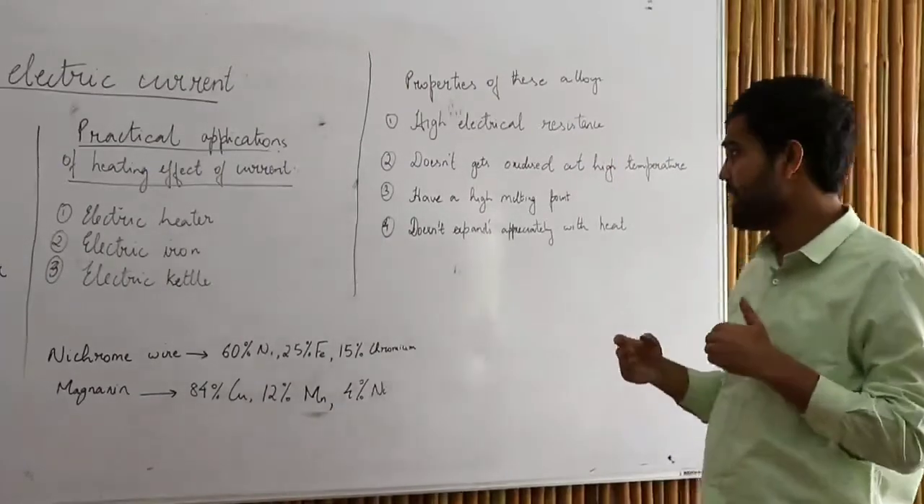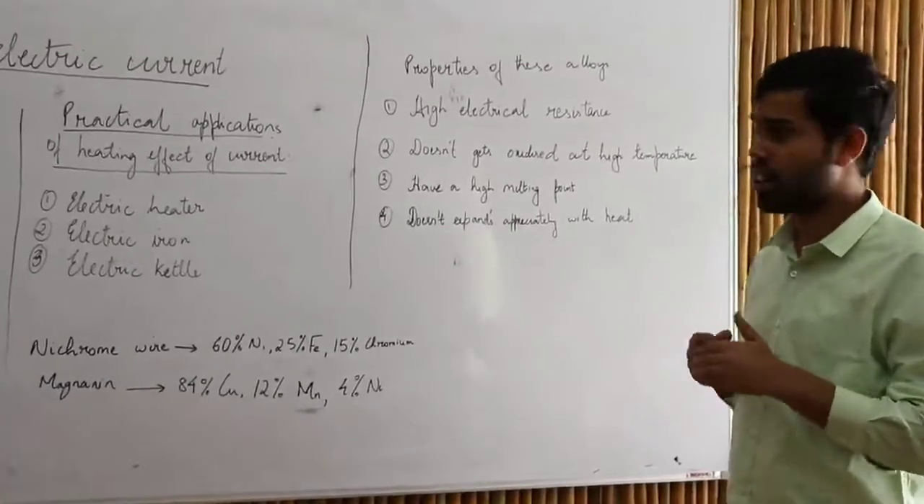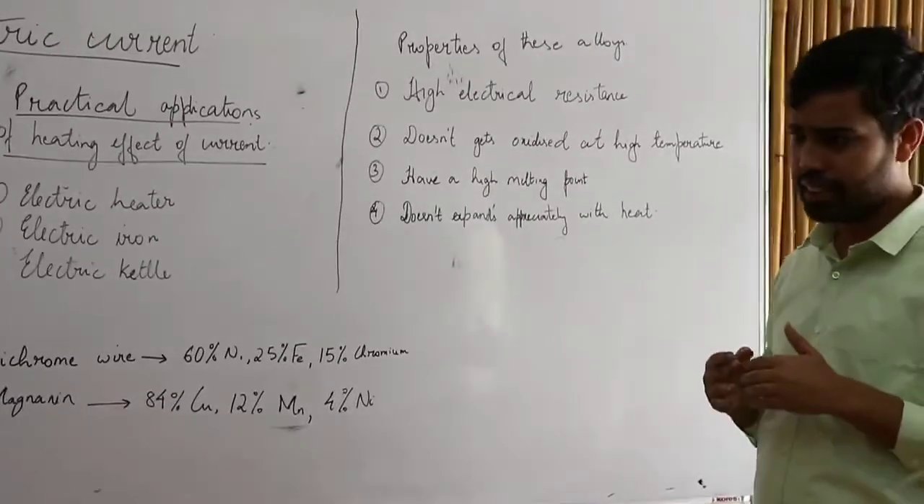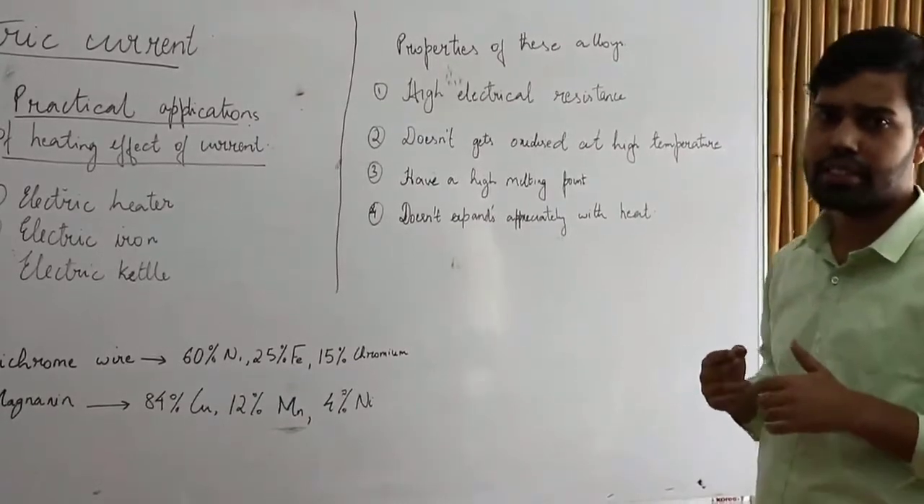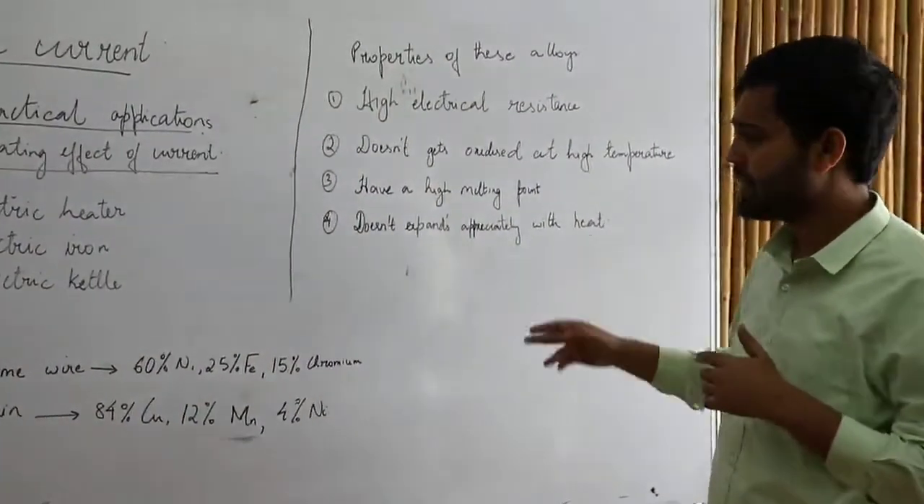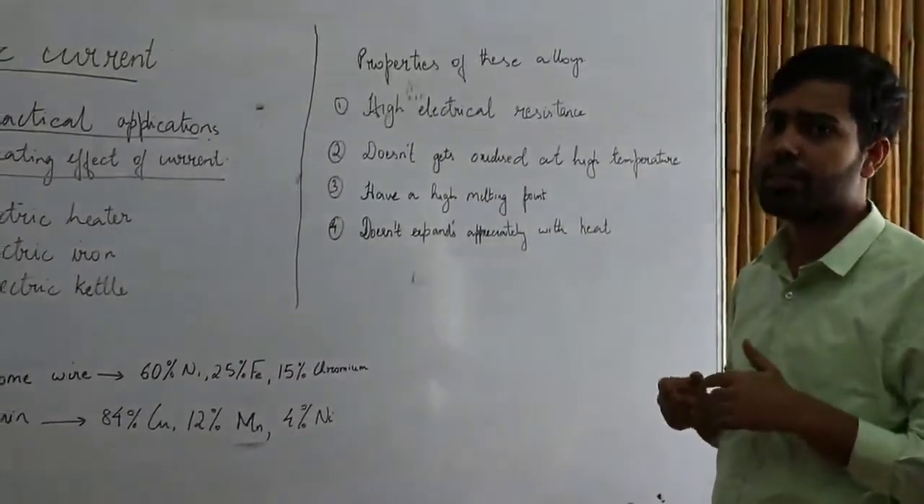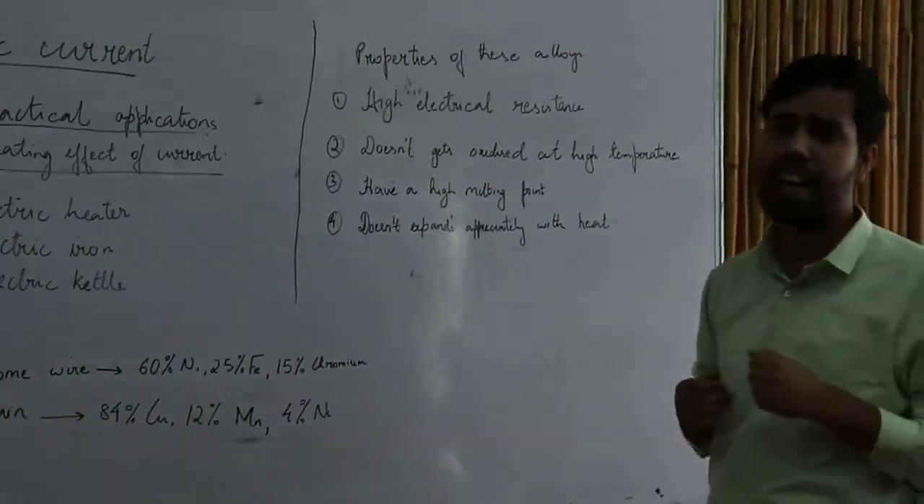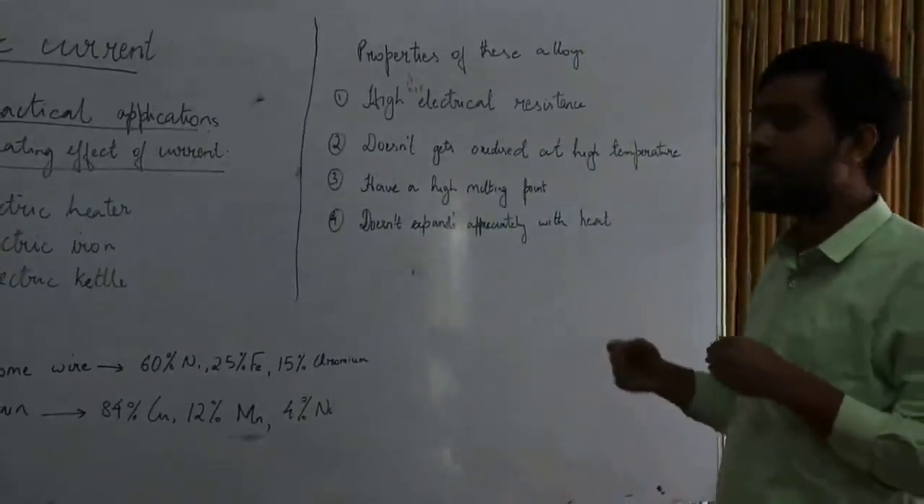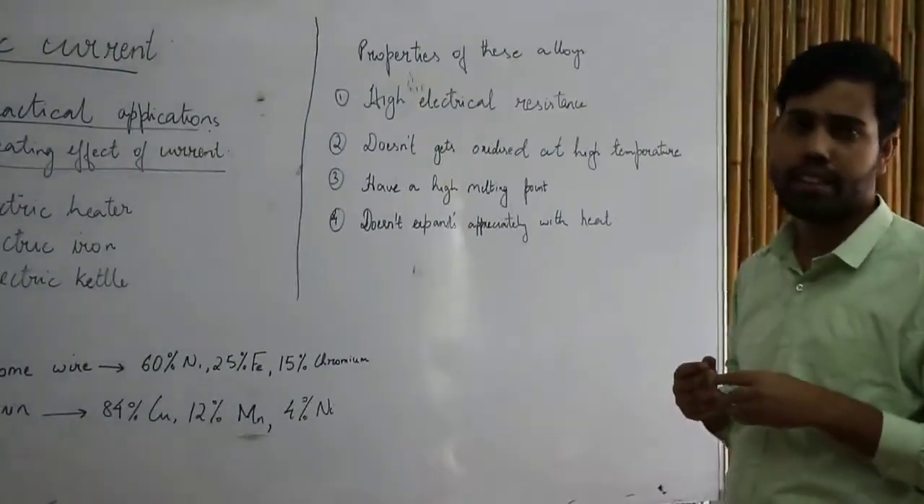Another reason is that it does not get oxidized at high temperature. Usually metals at high temperature get oxidized, they get burned, but for these materials it is not so. They don't get oxidized at high temperature. They have a high melting point. They can be heated up to 1500 degrees Celsius.